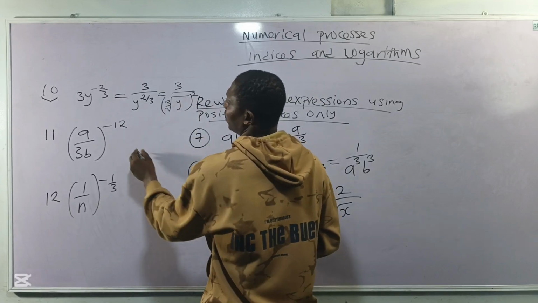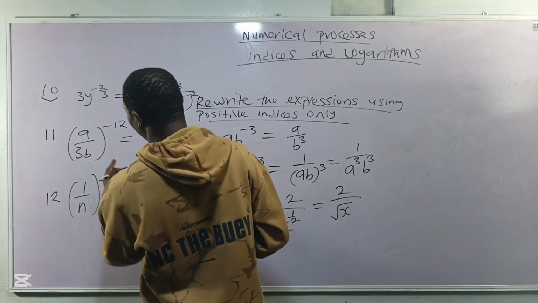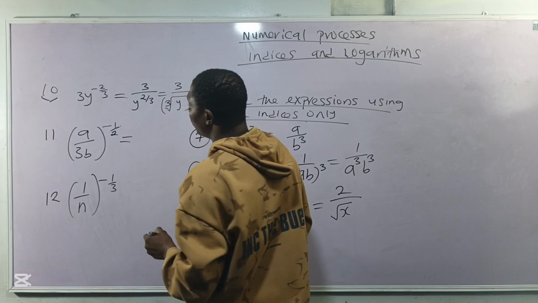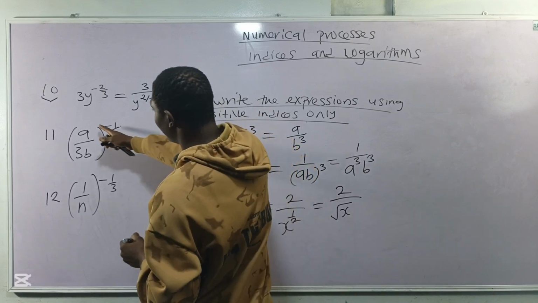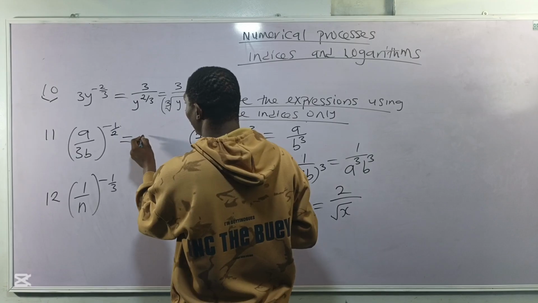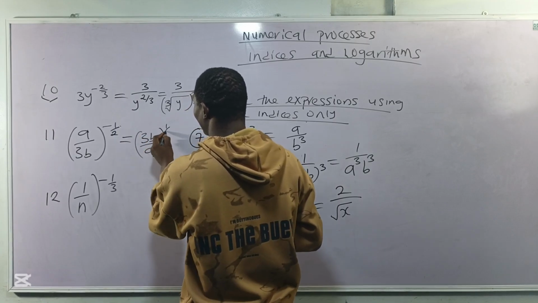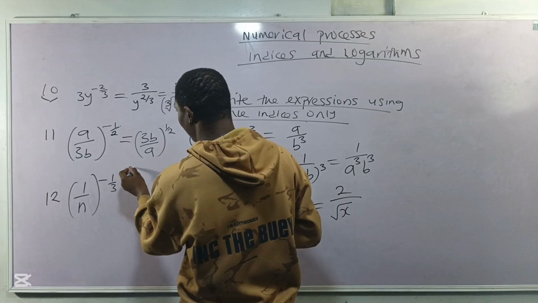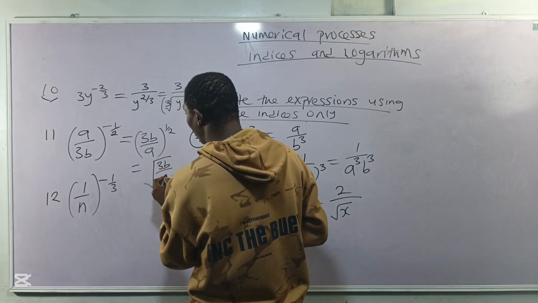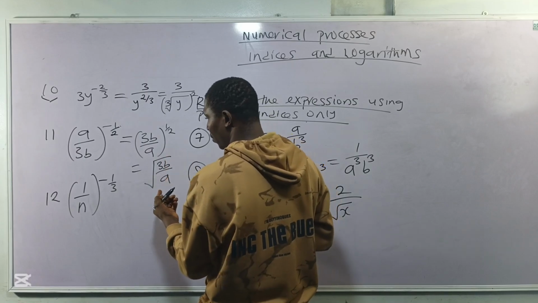And this, we have a all over 3b raised to power negative 1 over 2. The 1 over 2 here is affecting both expressions. So I can interchange the values inside to give me 3b over a raised to power positive half, which can give me the square root of 3b all over a. If you say raised to power 1, it will still give you the square root of 3b all over a.